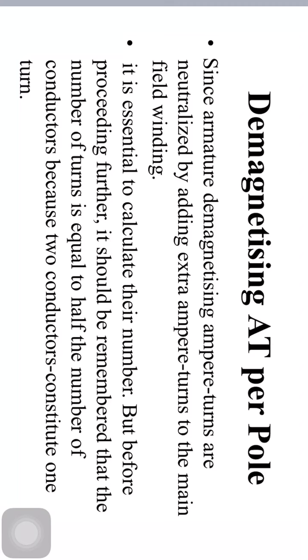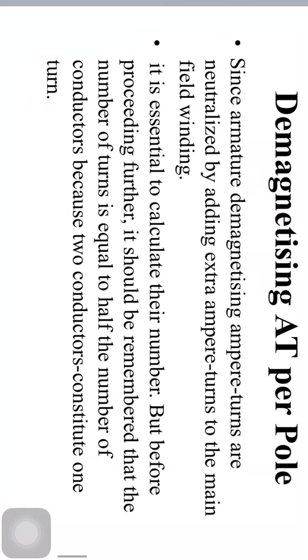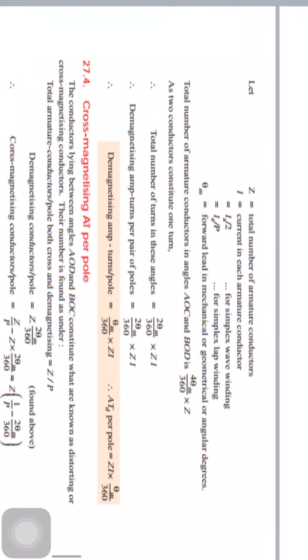Since it is essential to calculate their number, before proceeding further, it should be remembered that the number of turns is equal to half the number of conductors, because as we know, two conductors constitute one turn. Remember that one. So now let us move to the calculation of demagnetizing ampere turns per pole.